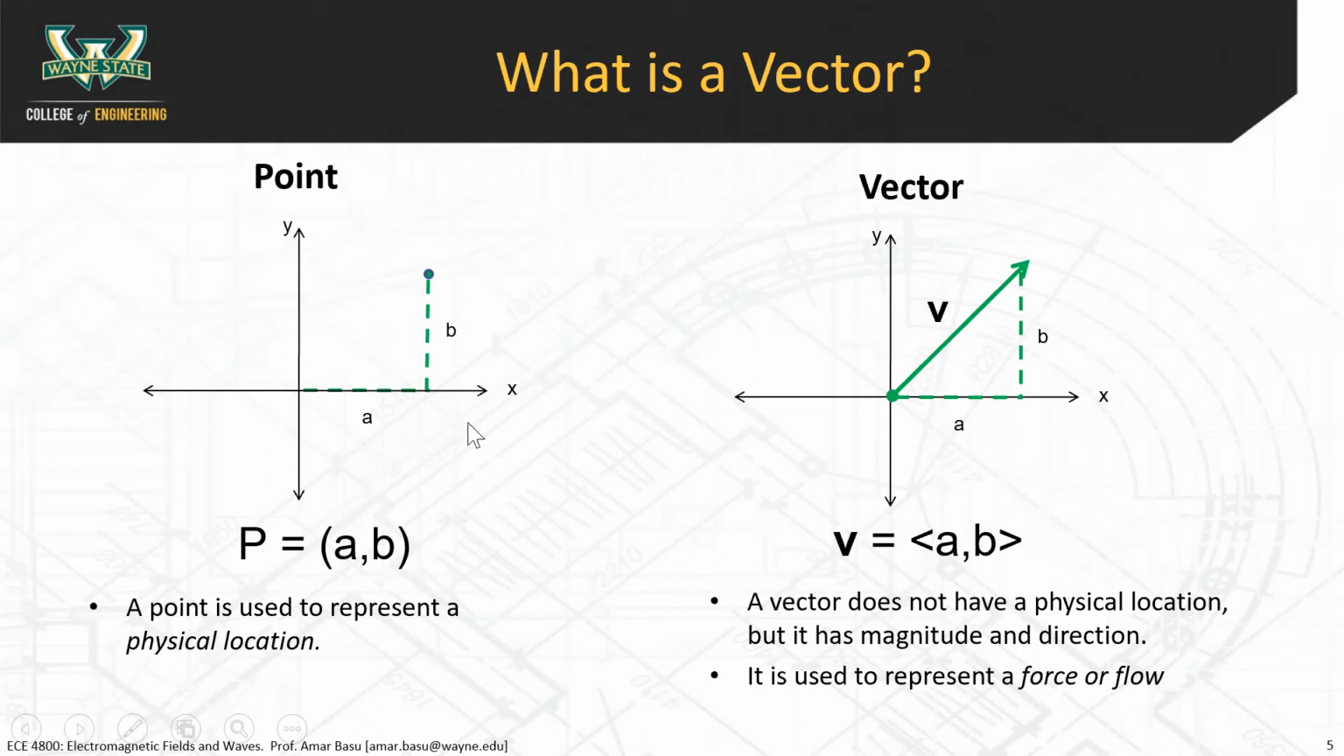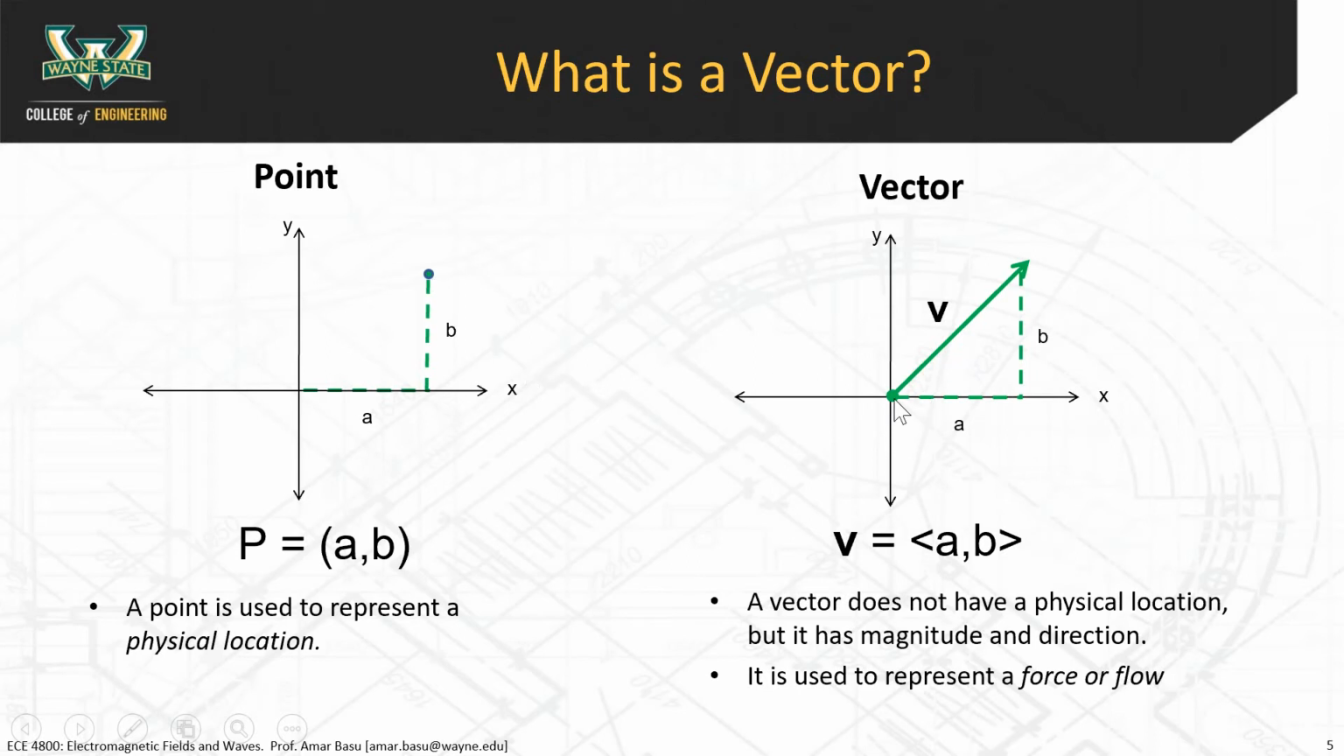So if we have an xy axis, a two-dimensional axis here, you have the x coordinate A and the y coordinate B. If you're in a three-dimensional coordinate system, then you have x, y, and z coordinates, but it's used to represent a physical location. In contrast, a vector doesn't really correspond to a physical location. Instead, it just has magnitude and direction, right? And it's used to represent a force or a flow. So a vector will be an arrow like this, whereas a point is just a point.